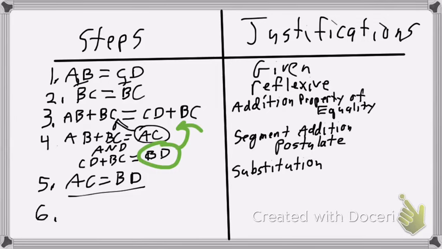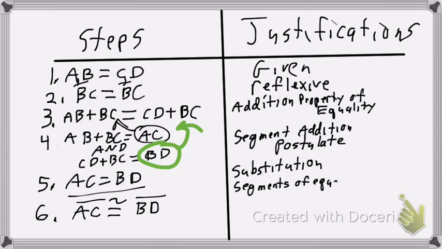And finally, we can say that AC, line segment AC, is congruent to line segment BD. Why? Because segments of equal length are congruent. I would also accept just the definition of congruent segments. Two segments are congruent if they have equal lengths.